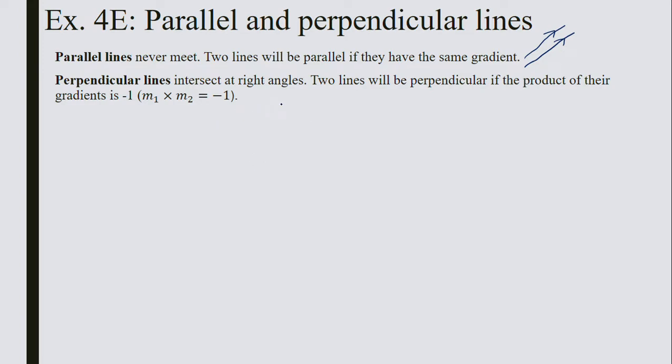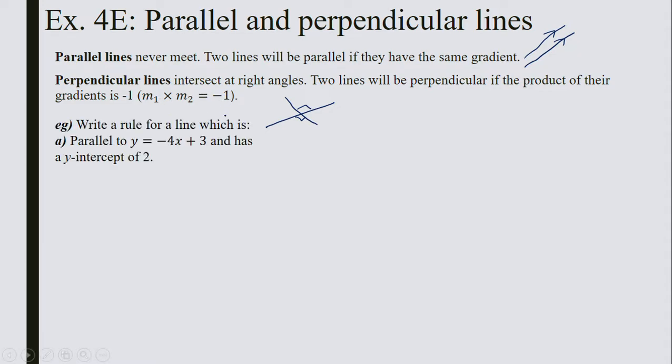Perpendicular lines, on the other hand, will intersect every single time if I've got two lines at right angles, okay? So always, always, always at right angles, okay? We've got a rule here that will help us determine whether or not two lines are perpendicular. So we'll give it a shot.